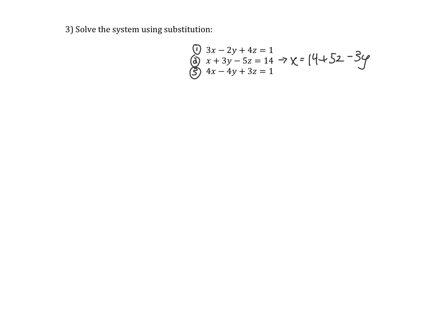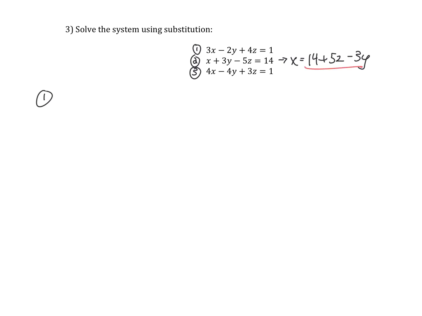Okay. And what we're going to do is replace x in equations 1 and 3 with 14 plus 5z minus 3y and solve those out. So let's do that together, and then I'm going to let you finish it on your own. So we're going to take equation 1, which is 3x minus 2y plus 4z equals 1, and plug this guy in. So let's do that.